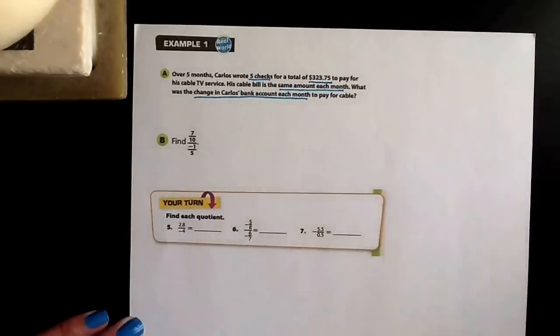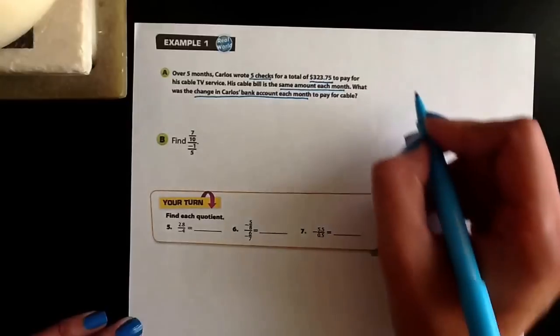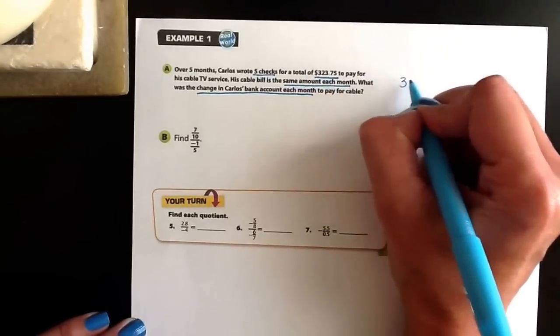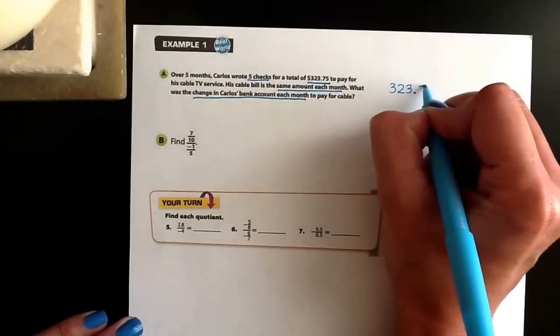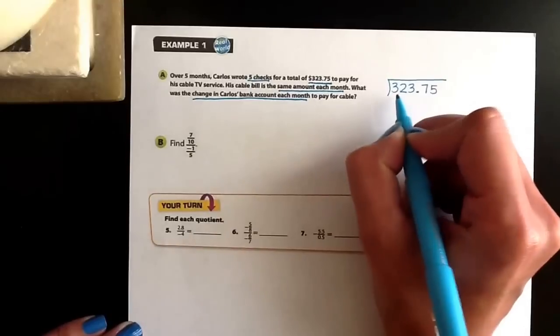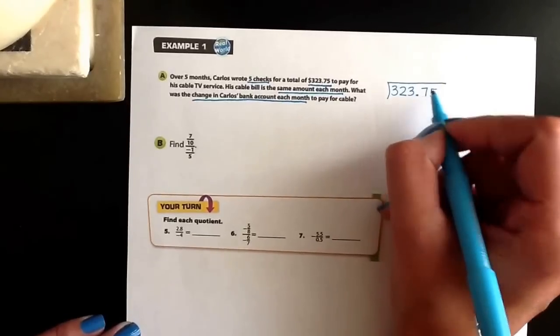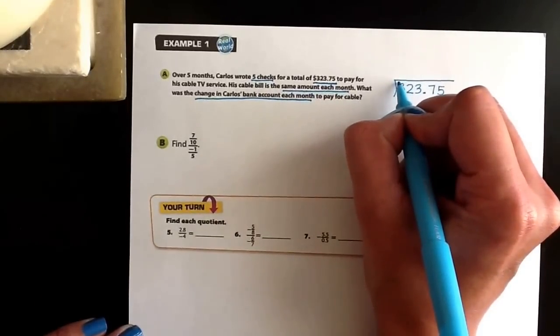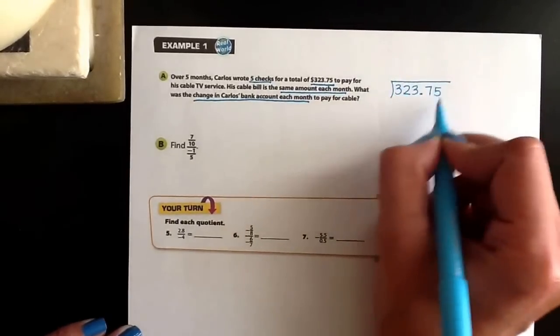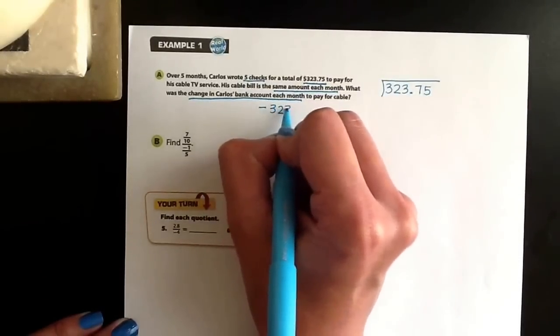Well, here's one of those times when we are going to have to incorporate one of the 6th grade skills that we learned in 6th grade. And you need to know how to divide a decimal by a whole number. So you're going to divide $323.75. That is actually, you know what, before we do this, I want you guys to write negative $323.